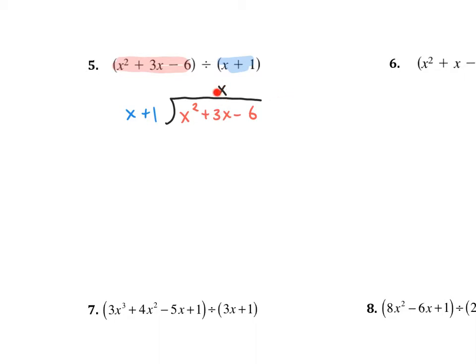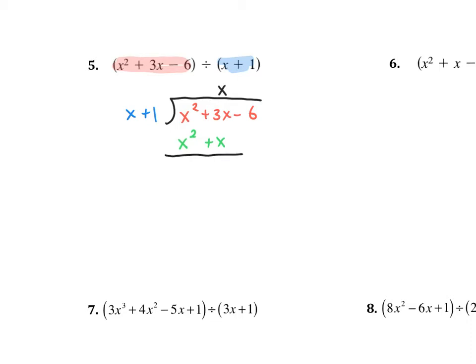So now I take this x and I distribute it to those two in the divisor. X times x is x squared. So I'll put that here, again lining it up because it's an x squared. Then x times positive 1 is positive x. Now we draw our line and we have to subtract.